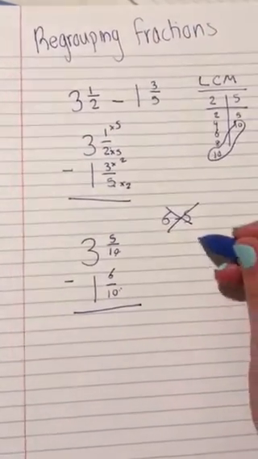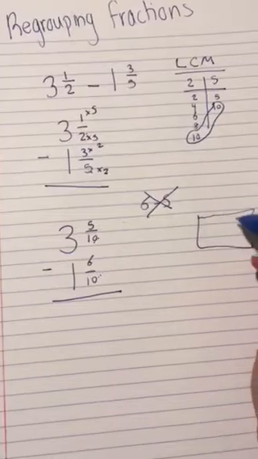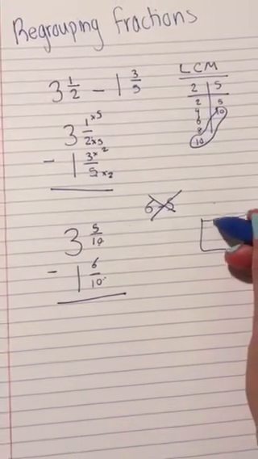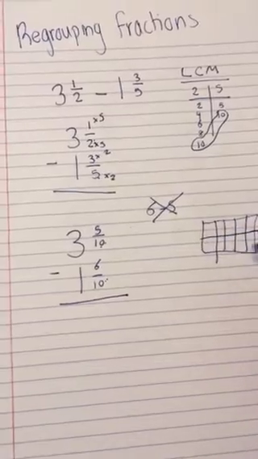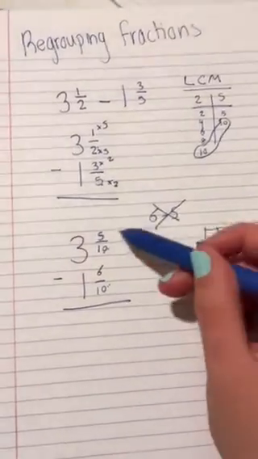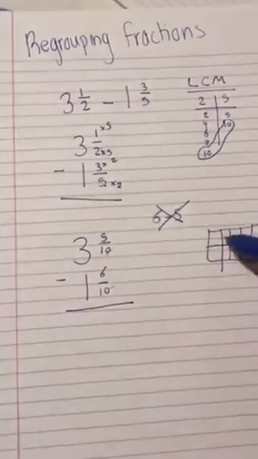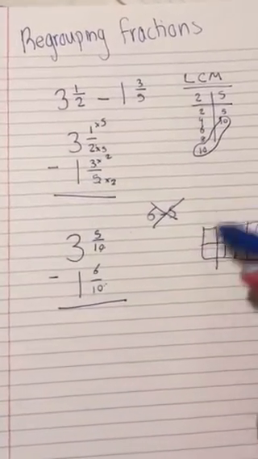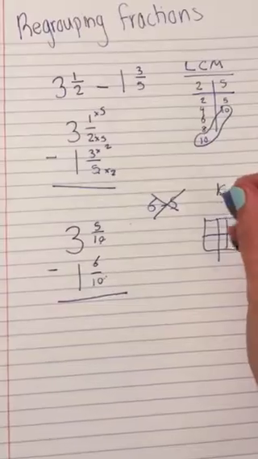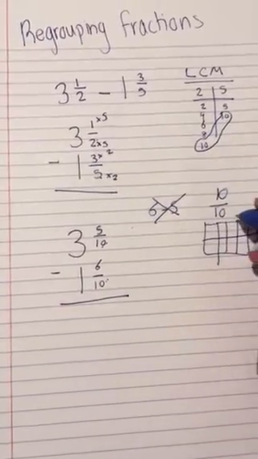If I had a cake and it was split into 10 pieces, okay, this part of it would be 5/10, 5 shaded. This part of it would be 6/10. But the whole cake, right? The whole cake is 10 over 10, right?